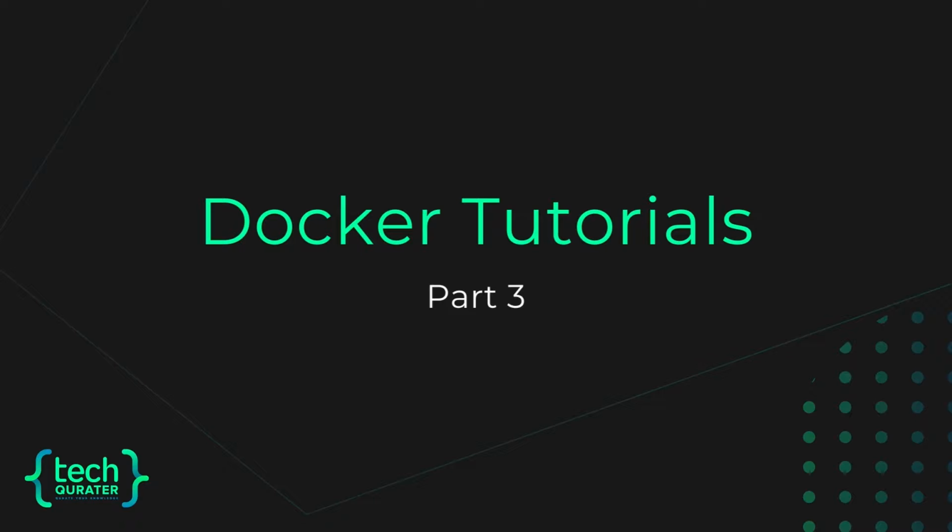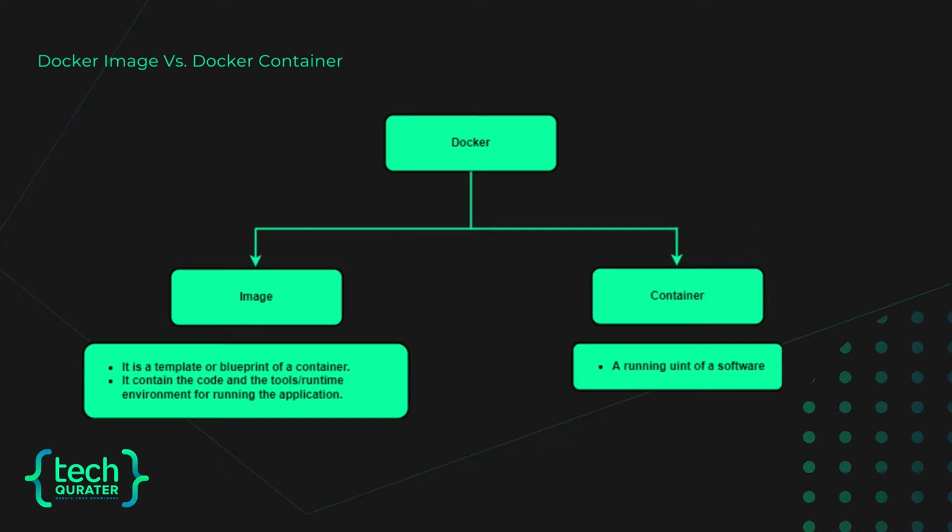In this video we will learn two of the most important building blocks of Docker, which are Docker image and Docker container, and try to understand how they are related. So, as we said, we don't just have containers, we also have images in Docker. What is the difference between them, and how is a Docker image used to create a container?